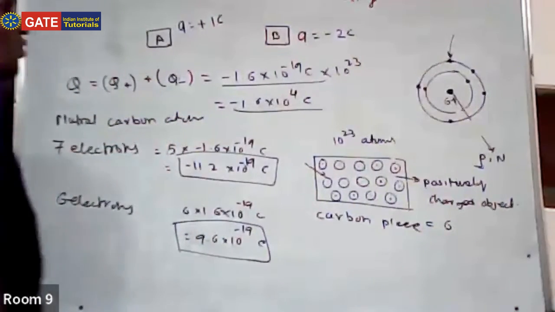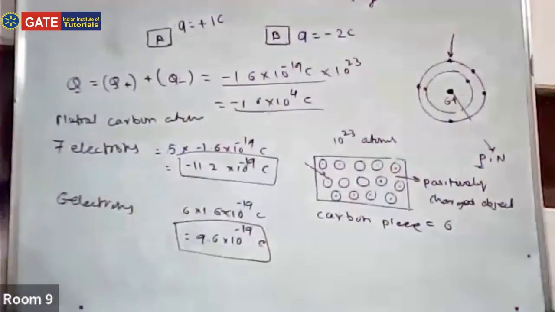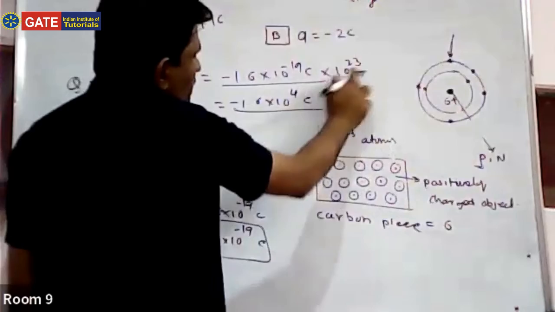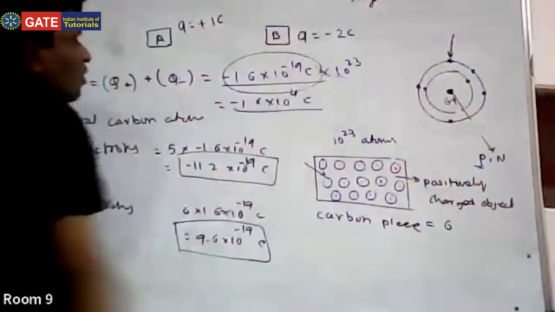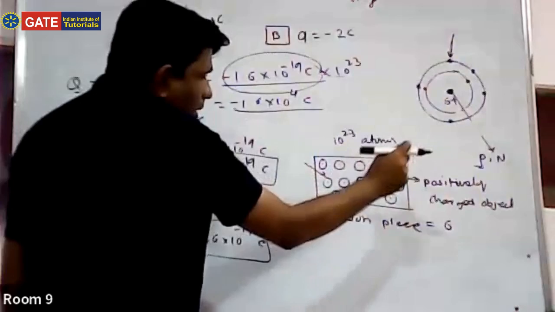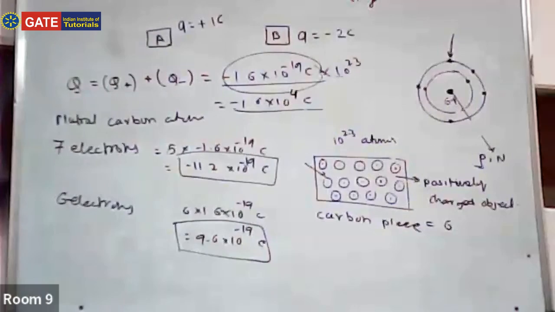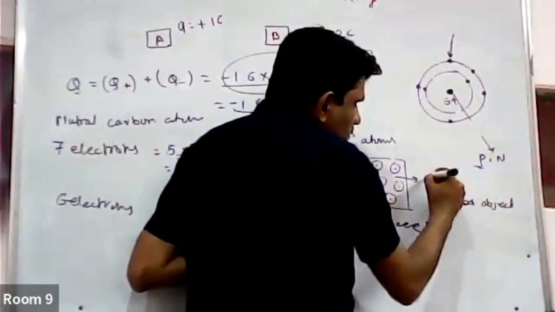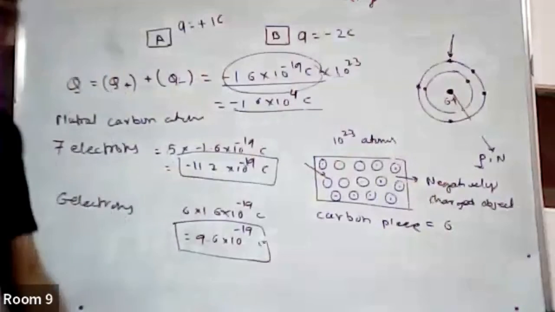If you add one electron to each atom, you multiply by how many atoms there are, 10 to the power 23. So you are adding this amount of charge on one atom. The total charge you add on this object is 1.6 into 10 to the power 4 coulomb, and this is minus. So it will become a negatively charged object. All of you got this?